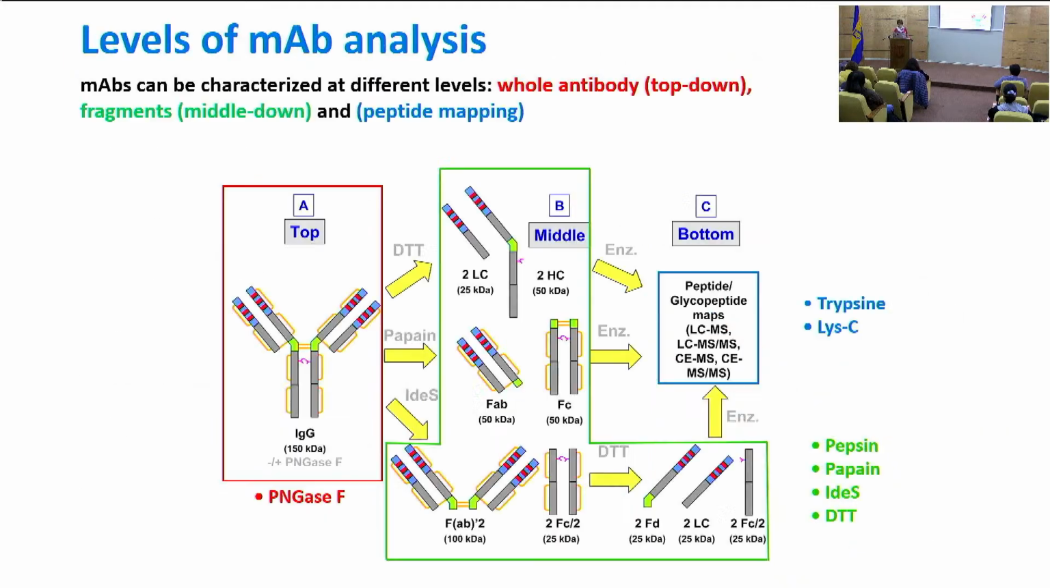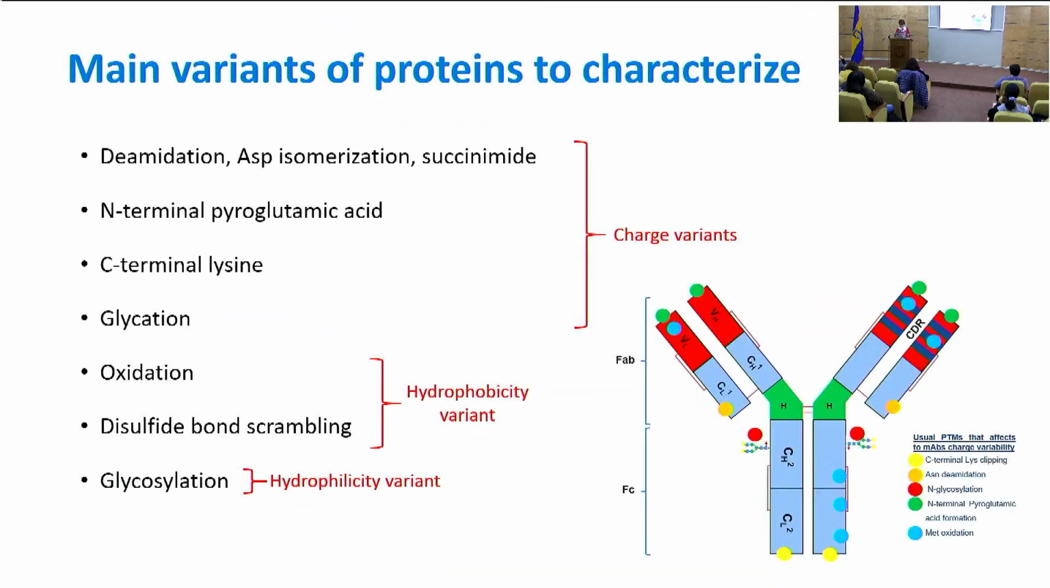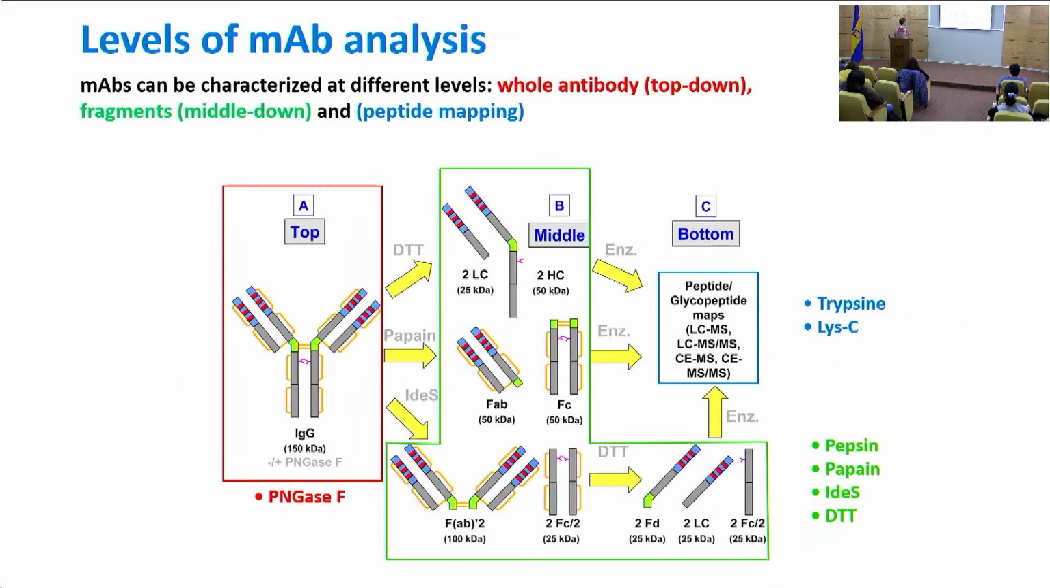So when we want to characterize a MAB, we can do that. For the quality control attributes, as I told you, we cannot exceed a certain range for charge variants, small aggregates, and so on. To check all these features, we have to characterize the MAB once it is produced. So we have different ways to analyze a MAB globally at different levels. We can analyze the entire MAB.